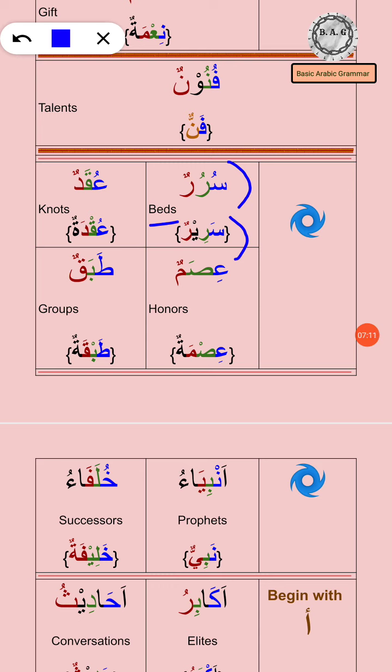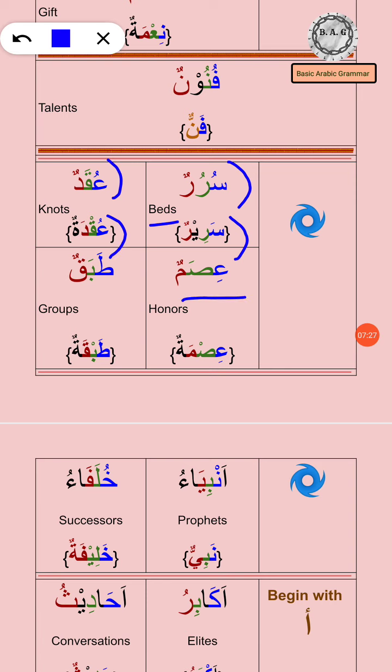Next we have the word uqadun. We are very much familiar with this word already due to Suratul Falaq. So uqadun, knots, and its root word is uqdatun, a knot.